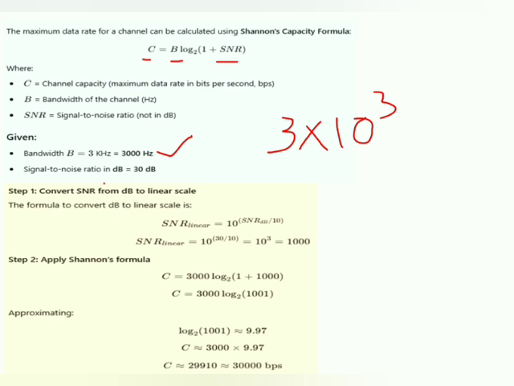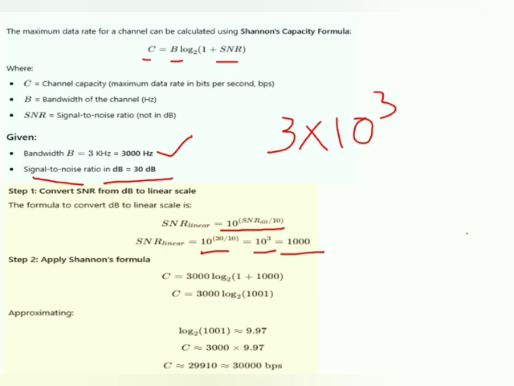Next, signal to noise ratio in decibels is 30 decibels. We are converting the decibels to a linear scale form. The signal to noise ratio in linear form equals 10 to the power of signal to noise ratio in decibels divided by 10. The signal to noise ratio in decibels is 30, so 30 by 10 is 3. We have 10 to the power of 3, so we get the signal to noise ratio in linear form as 1000.